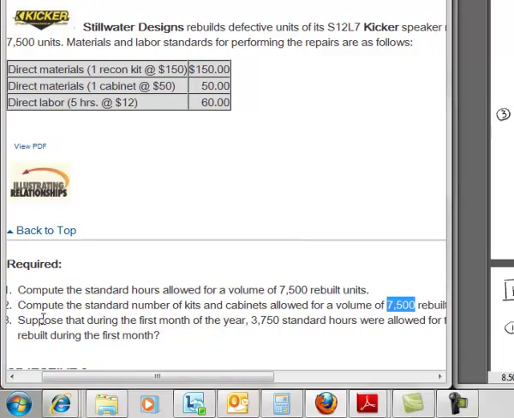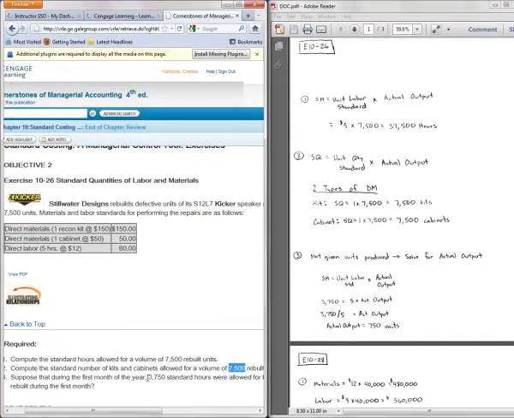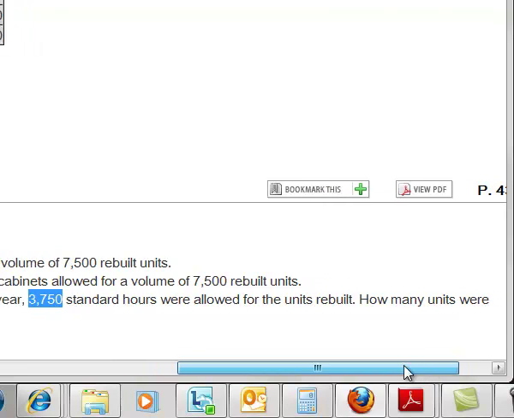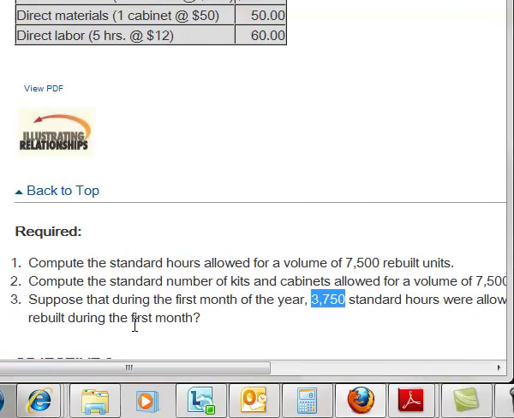We can now take a look at the third item that we're asked for. We're told during the first month of the year, 3,750 standard hours were allowed for the units rebuilt, and we're asked how many units were rebuilt during the first month. In this particular instance, it's a mix-up on the first two questions. We're not given the units produced, so essentially we're not given the actual output for the equation. So we can go ahead and plug in what we do know and solve for the actual output.